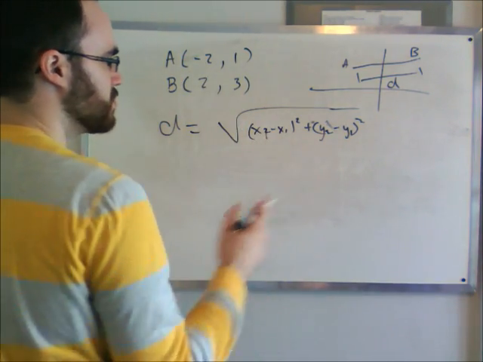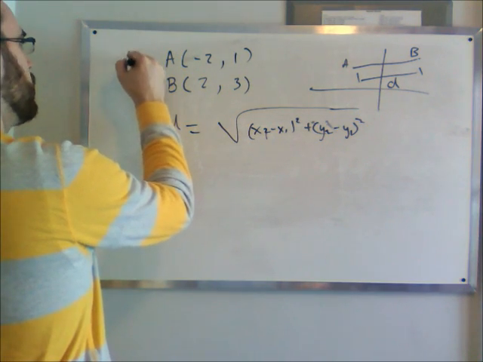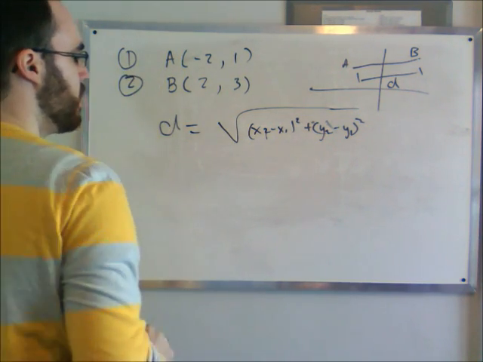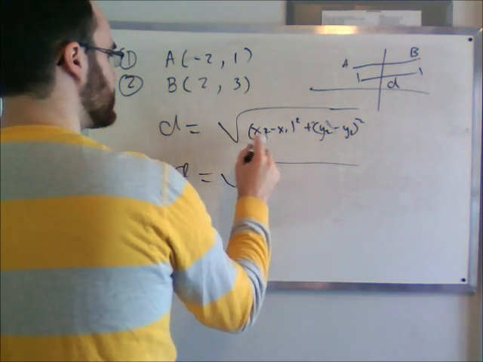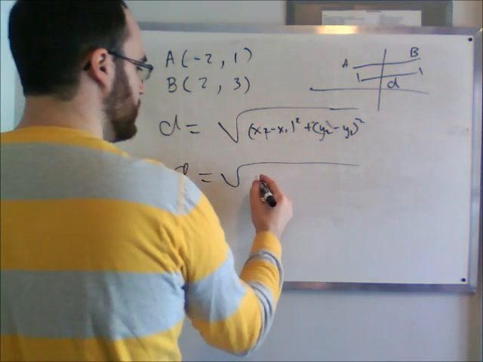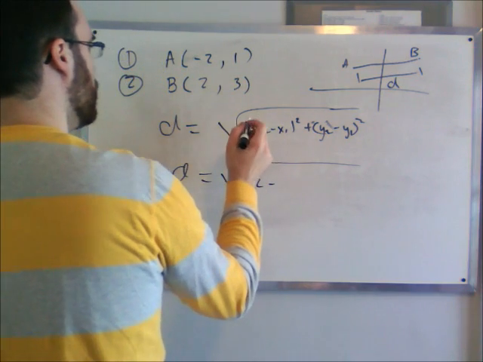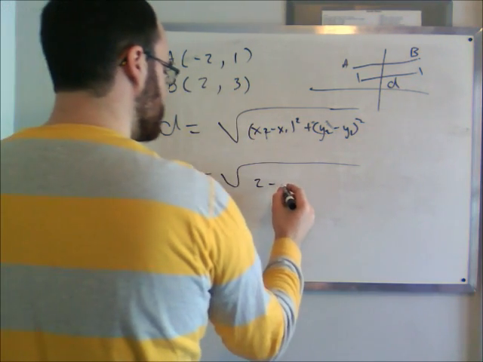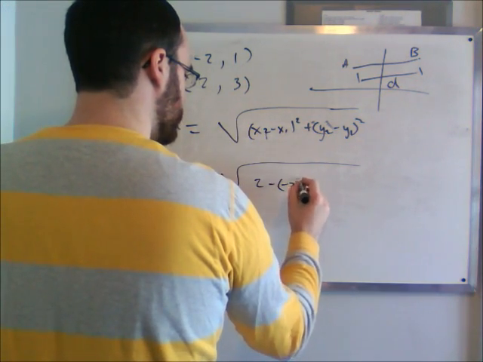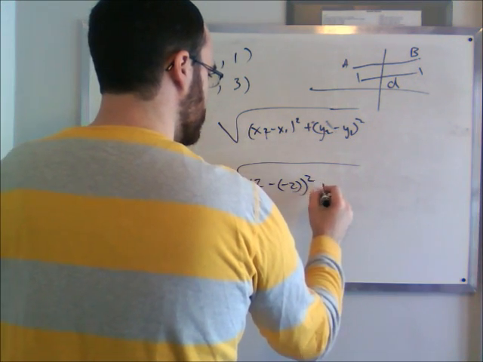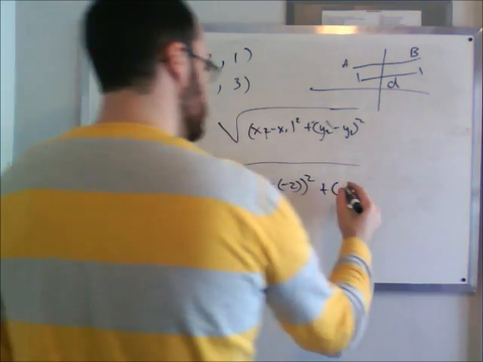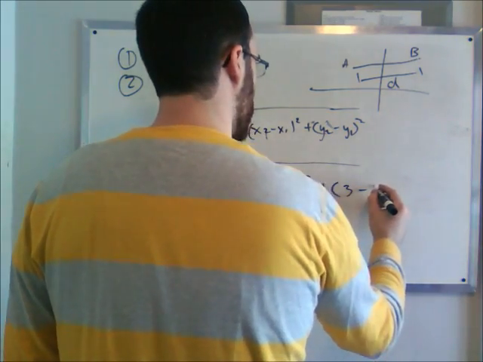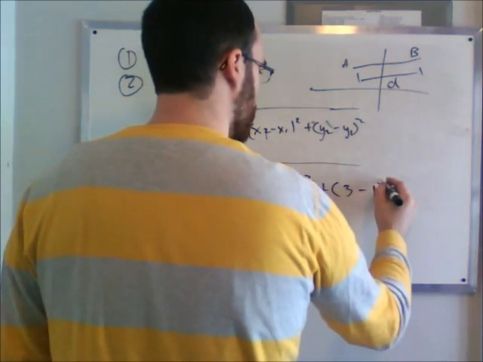x2 and x1, y2 and y1, we'll call this point 1 and this point 2. So D is going to be equal to the square root of x2, which is 2, it's the second point, 2 minus x1, which is negative 2, all squared, plus, brackets, y2, which is 3, minus y1, which is 1, all squared.